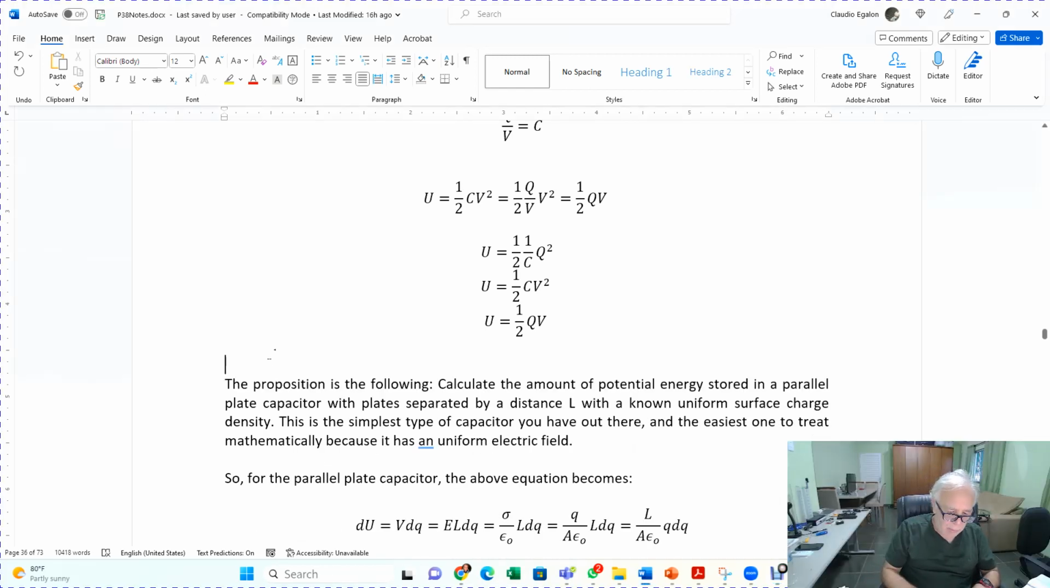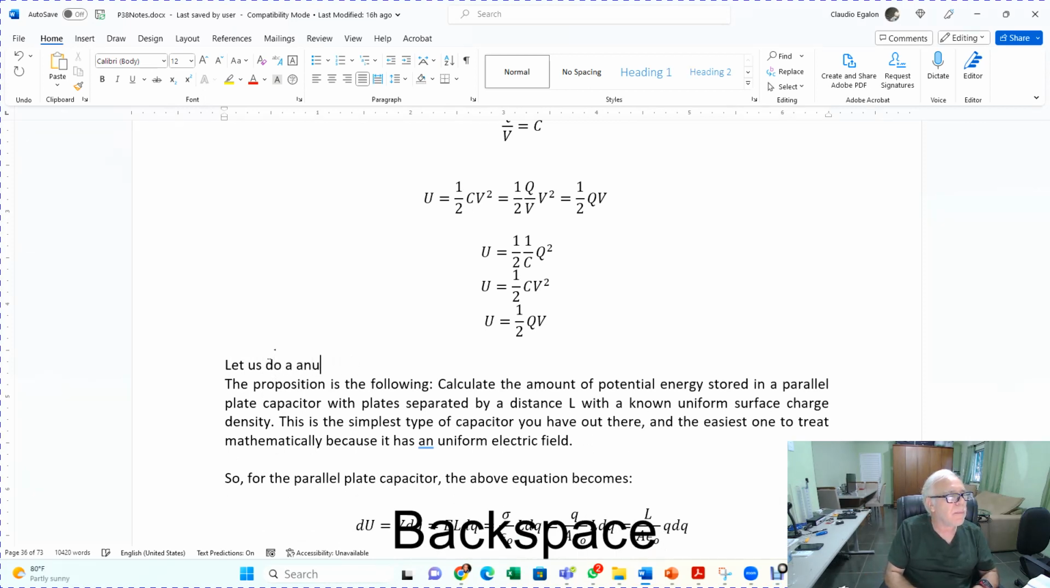Let's do an example. Let's do a numerical example. Example using real life capacitors.